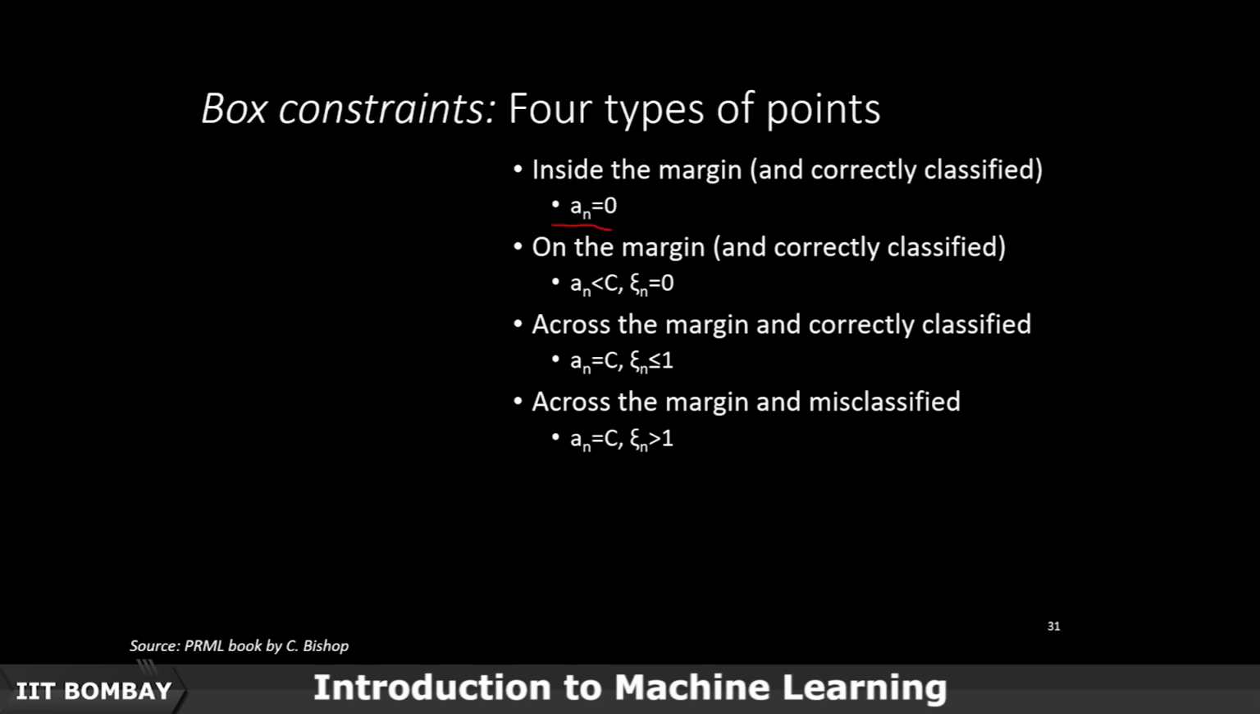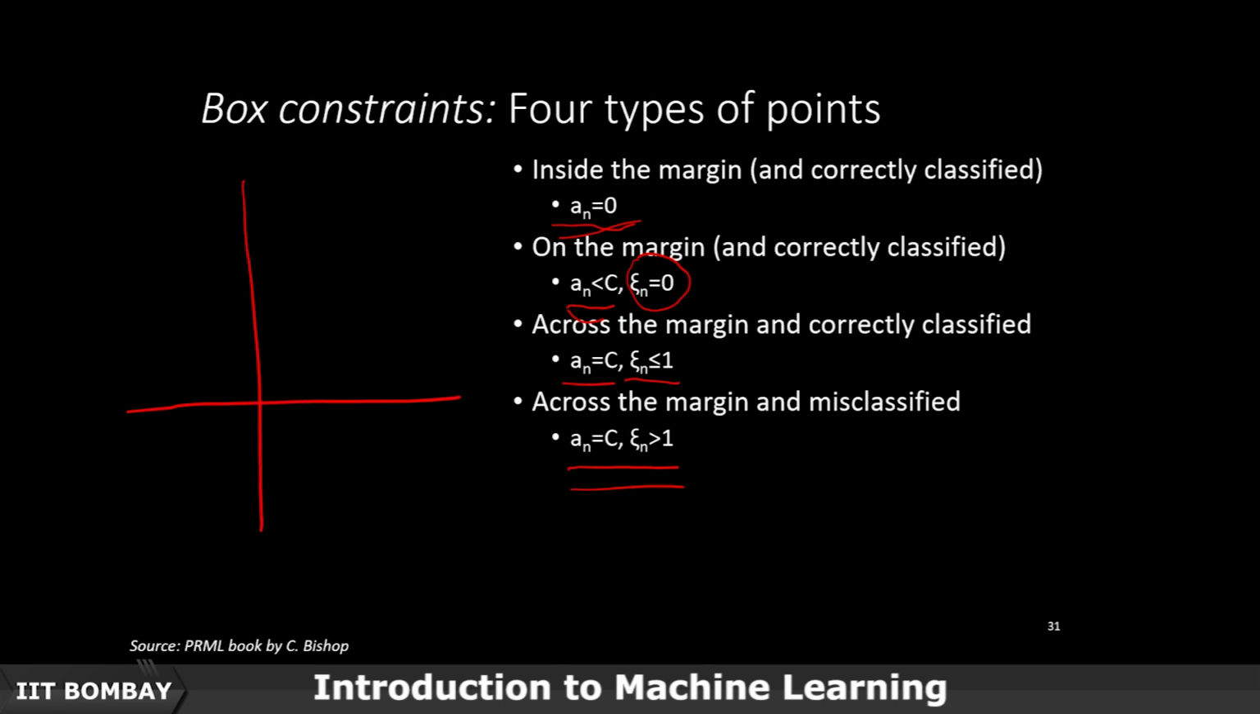So again, it's important to revise what these different types of points are for the box constraints. If alpha n is equal to 0, then the points are outside the margin and they are correctly classified. If alpha is greater than 0 but less than C, and your xi variable is 0, then they are on the margin. If alpha n is equal to C, but xi is less than or equal to 1, then they are correctly classified but they are across the margin, and then there are the points that are incorrectly classified.